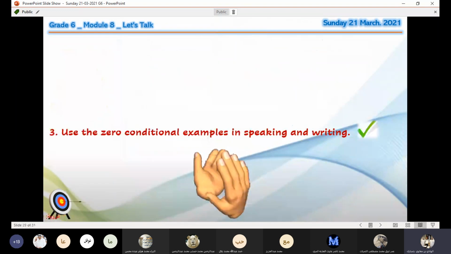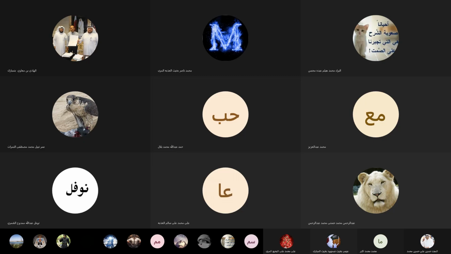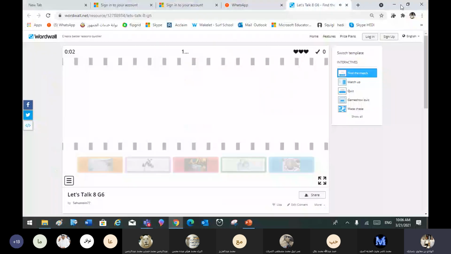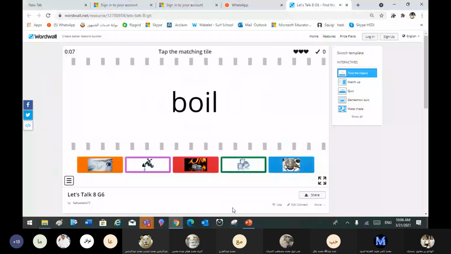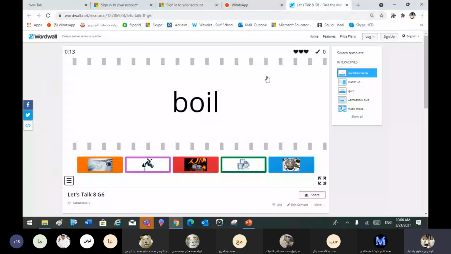All right, my friends, let's finish today's lesson with a game, a word wall game. Can you see the game? Yes or no? Okay, now I think it's clear. Yes, Mumtaz Abdurrahman. Thank you so much.